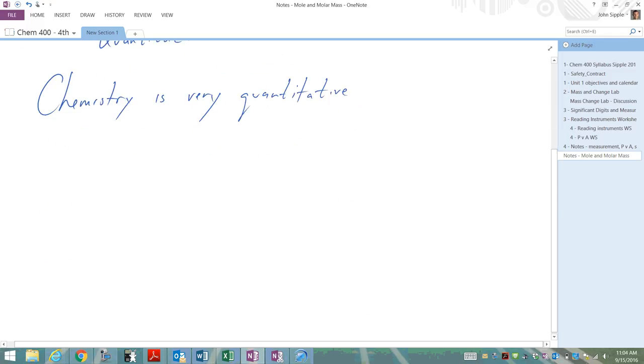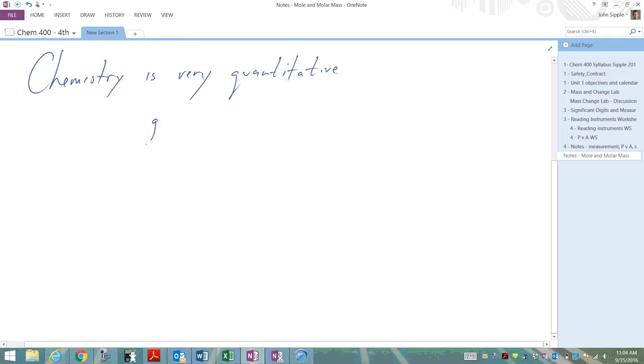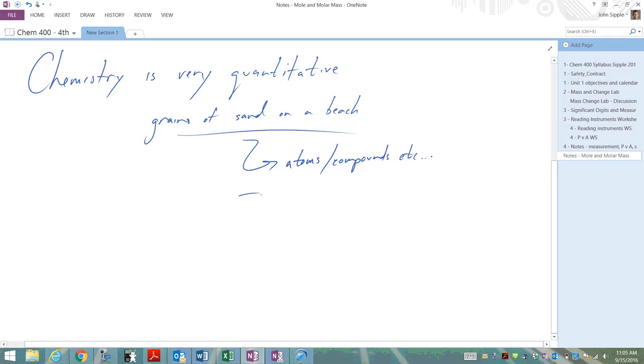So you got to think about this. It's so quantitative, but if we think about grains of sand on a beach, and we try to quantify that, this is like an analogy to atoms or compounds, those things. We're talking about enormous numbers if we were going to count all of these atoms and compounds and little grains of sand on a beach, millions upon millions upon millions of this stuff, right? Okay, so we want to count that stuff, but it needs to be manageable for us, right?